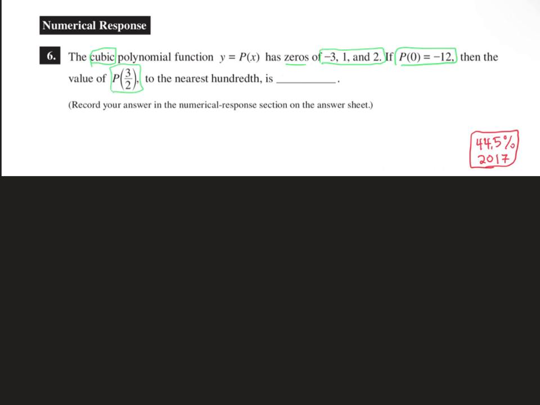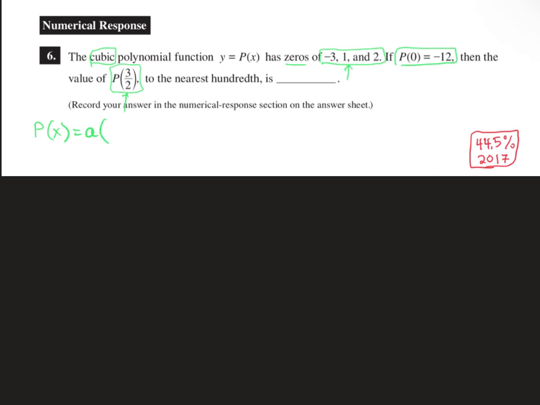Okay, so we need to find the value of the function at 3/2, but we don't have the equation. So that's going to be our first thing we need to do. We need to get the equation, and we start by writing p of x equals, always write an a or a c or whatever to represent a possible reflection or stretch. It could be there because that is not showing up when we write down the zeros.